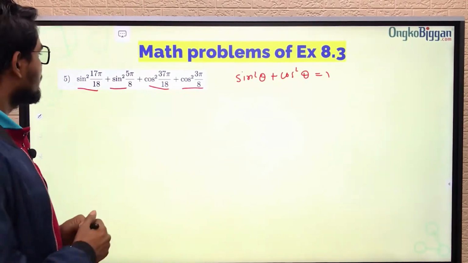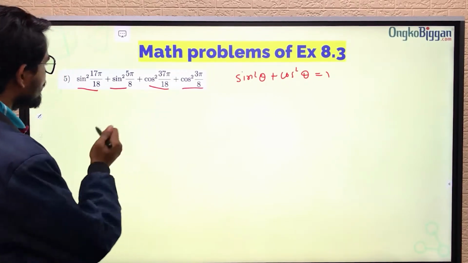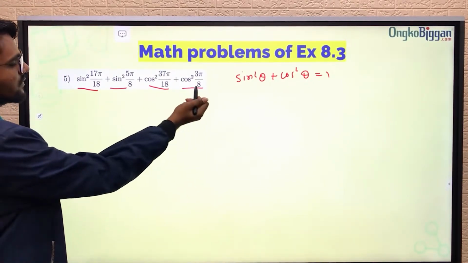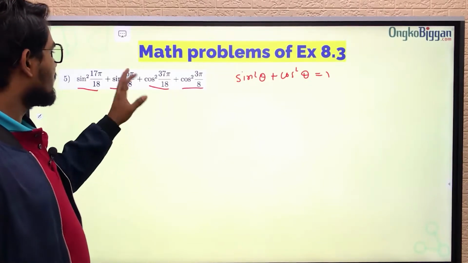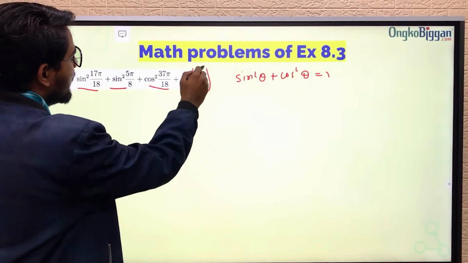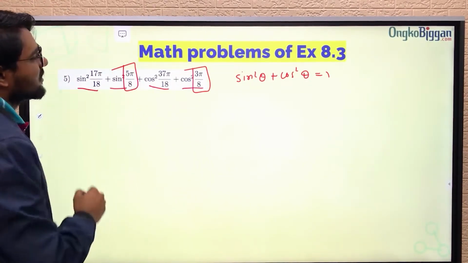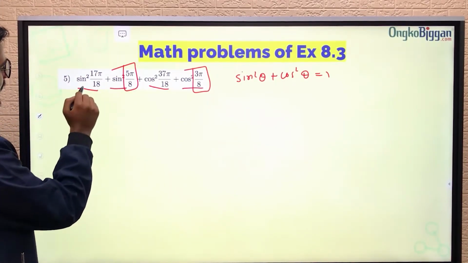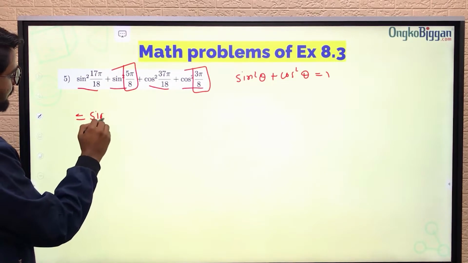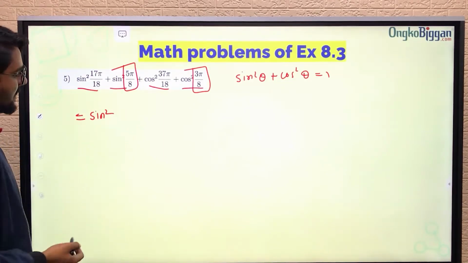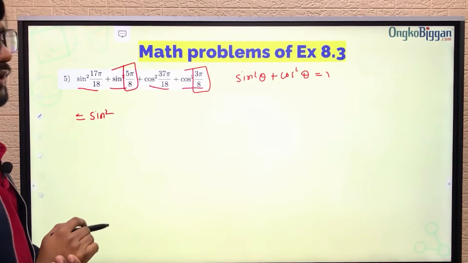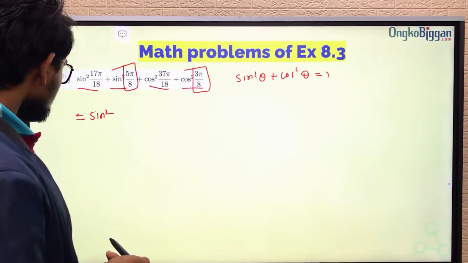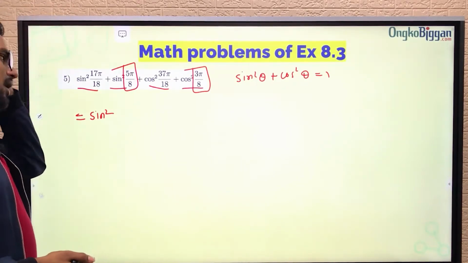Since I've done this before in the previous method, what I'm going to do is convert any of these values, that is 3π/8 into 5π/8, or vice versa. I can do any one of them. So for that, I can write sin² 17π/18, and I'm going to convert it into another value.